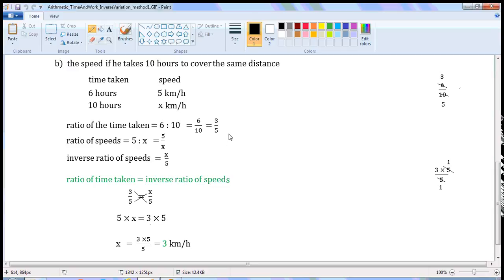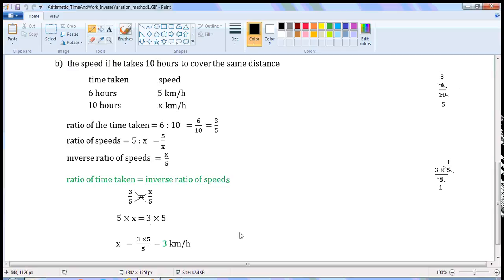Substitute the values of ratio of time taken and inverse ratio of speed in this formula. Then 3 by 5 is equal to x by 5. Cross multiply. 5 into x is equal to 3 into 5. To find x, we have to transpose 5 from LHS to RHS. 5 is the multiplier. When transposed, it becomes divisor. So x is equal to 3 into 5 by 5.